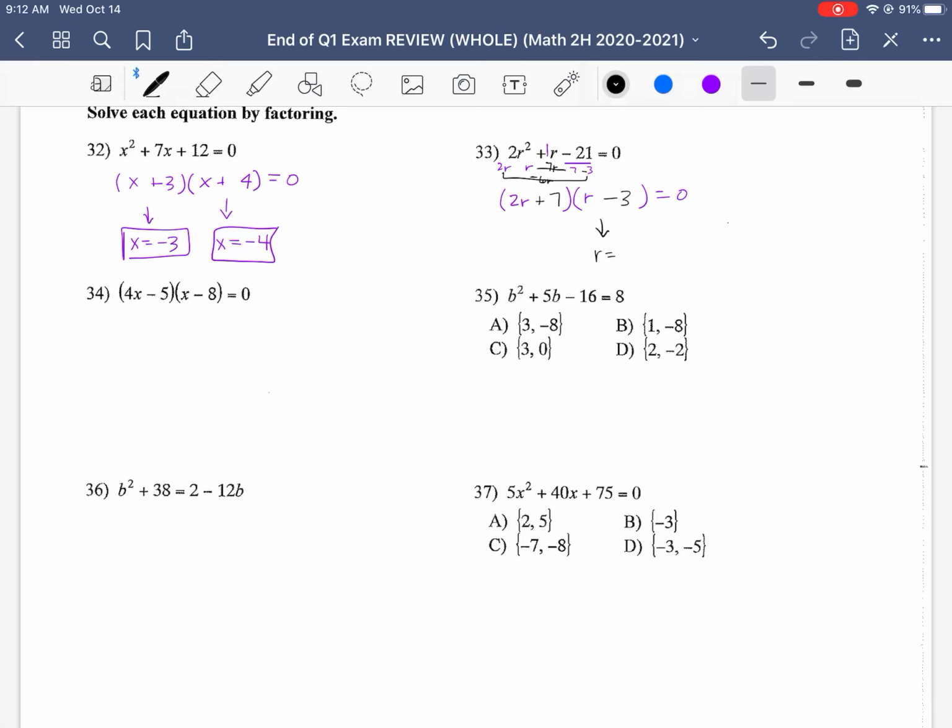Okay, so when we state our solutions on this one, again, we're going to have r equals 3, and we're going to have r is equal to negative 7 over 2.